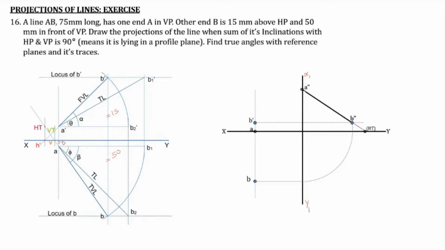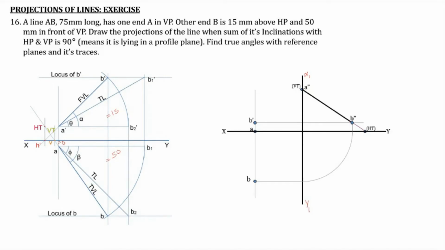Now if we extend this A double dash B double dash line to the xy line, then we will get the HT, the horizontal trace. This is the side view of the horizontal trace, not the actual horizontal trace. The actual horizontal trace will be in the top view. So this is the side view of the horizontal trace that we obtain. Then A double dash will be the side view of the vertical trace also, since that is the point which is lying in VP. So this is the side view of the vertical trace.